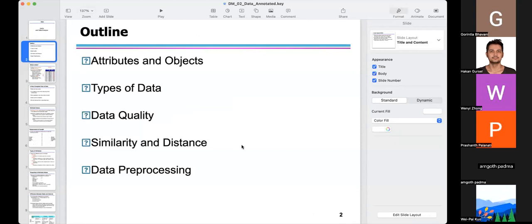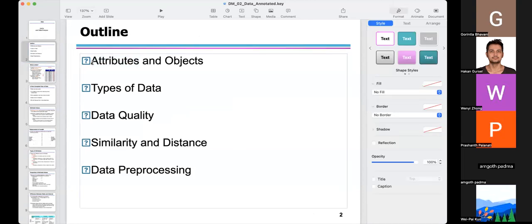So this lecture includes what data is, and especially relational data, which has attributes and objects. Then we will talk about the types of data that exist, the quality of the data, and then we will look at some initial data analysis techniques, such as similarity of objects in the data and the distance of the objects in the data. And we will discuss pre-processing of data, that is, preparing the data for analysis.